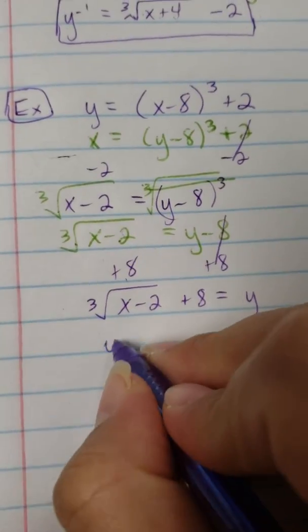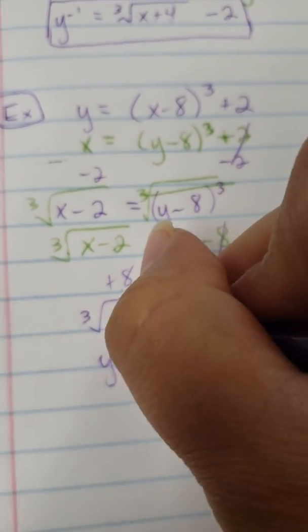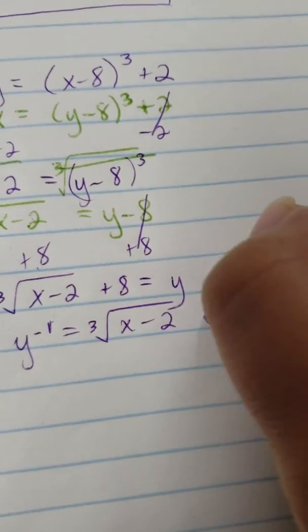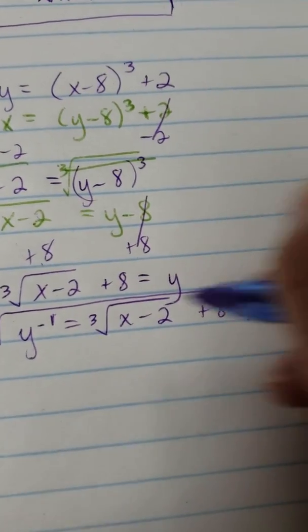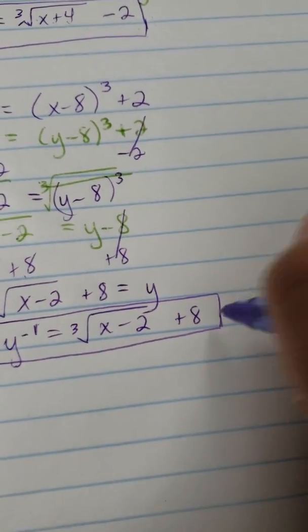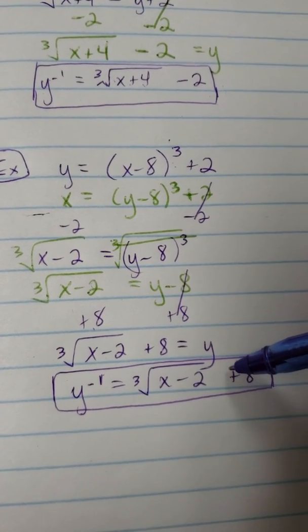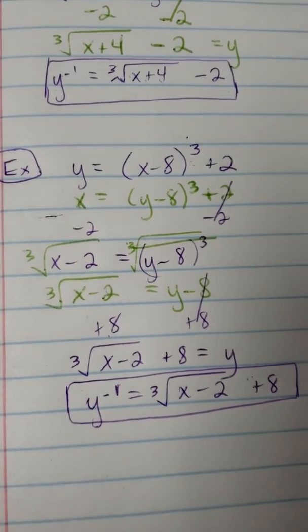So final answer will be the inverse of y, which is that little -1, is equal to the cube root of x minus 2 plus 8 on the outside. Okay, so there's the original and the final answer. And again, this is the inverse of this one.